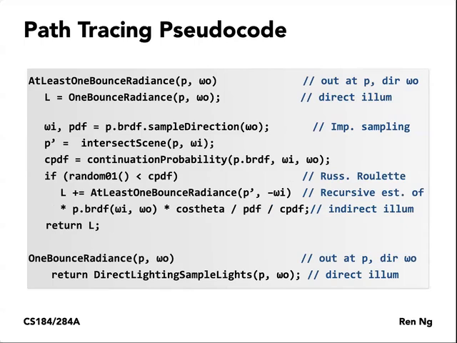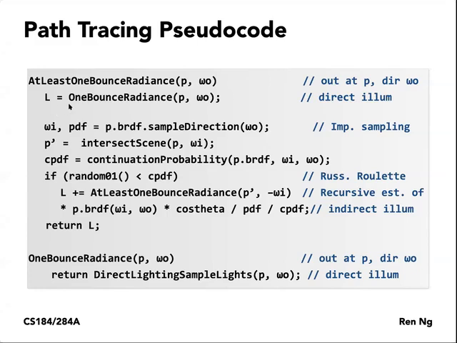Okay, let's look at the at least one bounce radiance case. So here it is, the function at least one bounce radiance at the point P heading in direction omega O. And we're just going to break this up into one bounce radiance at that point P, and then, as I said, at least one bounce radiance from some other point in the world P prime towards P. That's going to be the recursive call, because of course, at least one bounce radiance is a recursive call to this function.